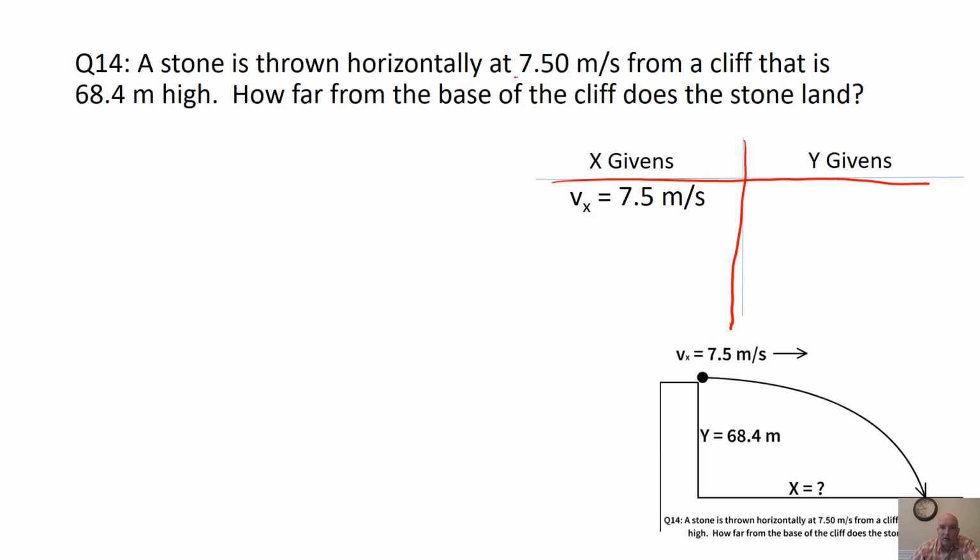So you have initial horizontal velocity. It's going off the top of the cliff at 7.5 meters per second. We know it's going to fall, and this is going to be a y component. So once again, we're populating the x or y side depending on what given we read through, and we know it's 68.4 meters high. So the ball is going to fall 68.4 meters down in this problem.